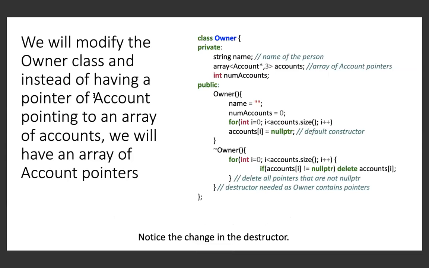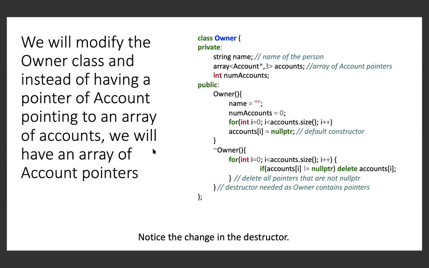Instead of storing one pointer that points to an array of objects, we're going to create an array of pointers that each one separately will be pointing to an account object whenever we need it. So at the beginning, all pointers will not be pointing to anything. But as we want to add account objects, we can start constructing those account objects one by one as we need them.